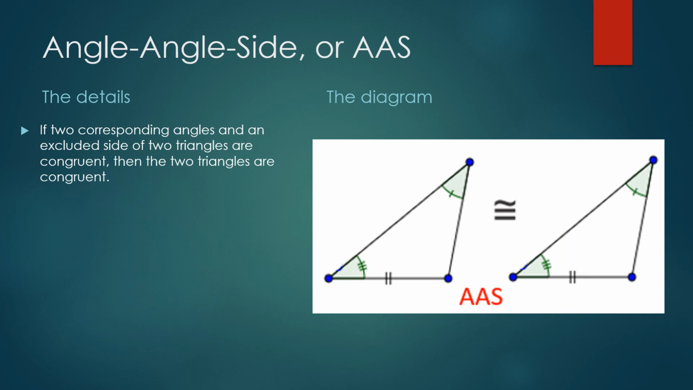Angle-side-angle. In angle-side-angle, if two corresponding angles and an included side of two triangles are congruent, then the two triangles are congruent.